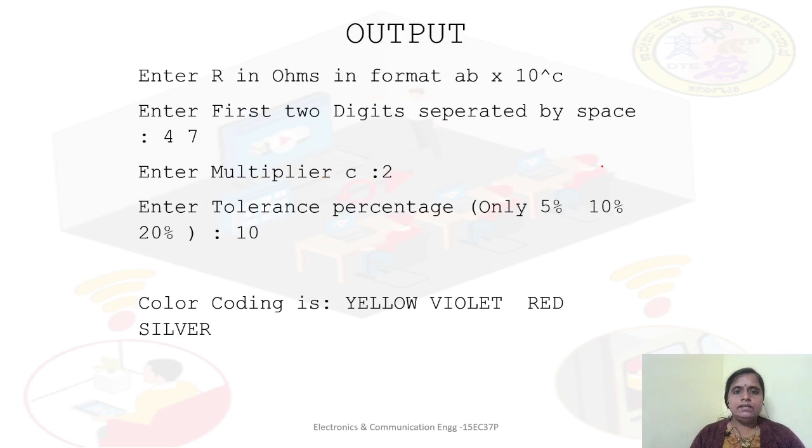I'll just see one simple output. When I execute the program in Turbo C, it asks to enter the value in the format of AB into 10 raised to C. First enter the 2-digit values. If we enter 4 and 7, you remember this value 4 and 7. The next enter the multiplier value, that is 2. Enter the tolerance value, here it is entered as 10. Now you just remember 4, 7, 2 and 10.